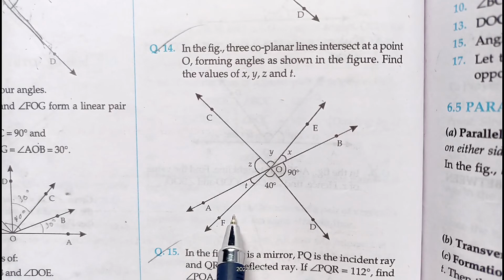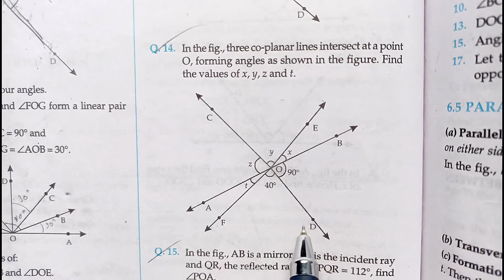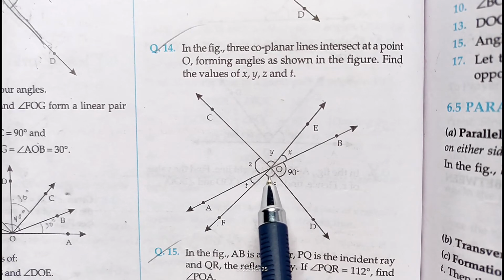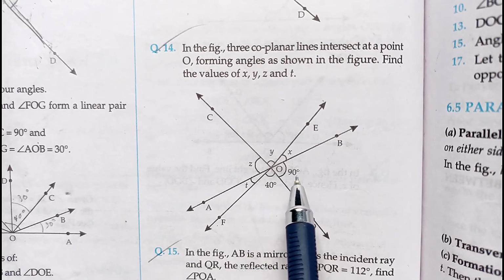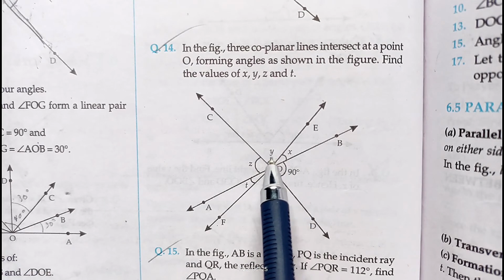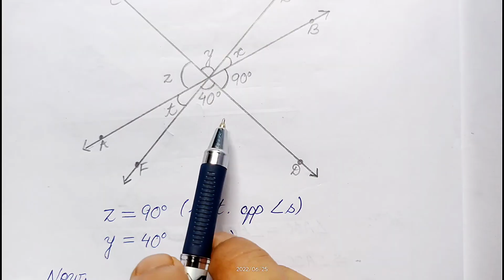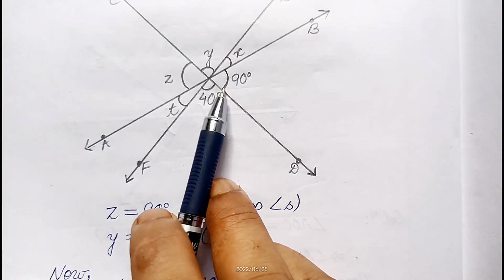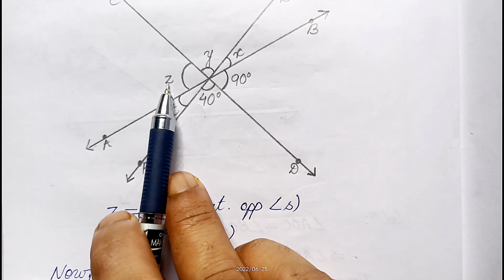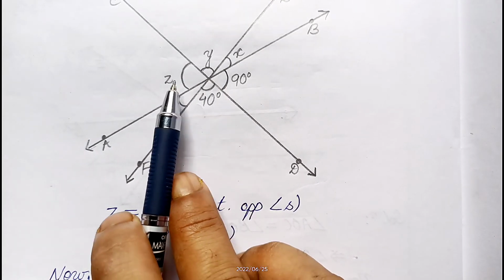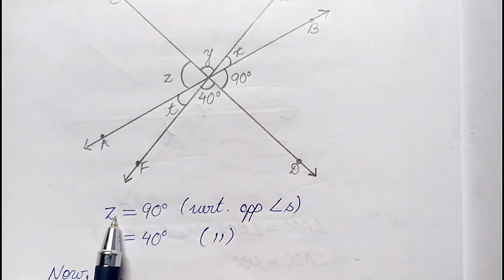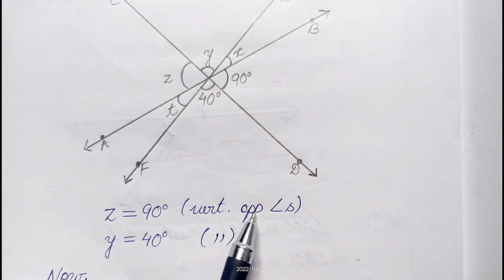In question number 14 it is given three coplanar lines AB, CD and EF intersect each other at O, and they form these angles X, Y, Z, T, 40 and 90. We have to find these four unknown angles. Here this angle is 90 degree and the vertically opposite angle is Z. We know vertically opposite angles are equal. Since this is 90, Z also will be 90. So we can write Z equals 90 degree, vertically opposite angles.